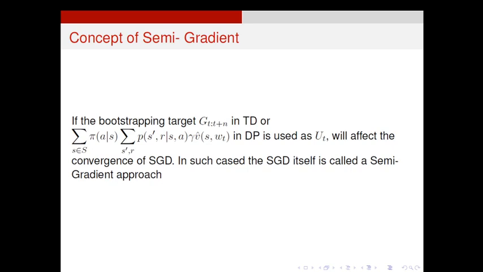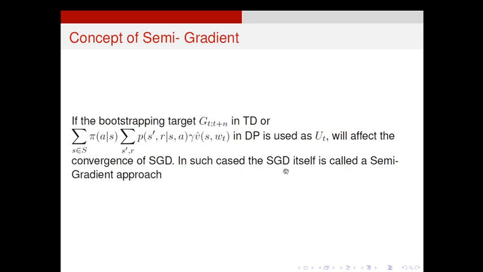Consider some different situations. For example, the bootstrapping target G_{t:t+n}, that means n-step TD, or our DP target, which is the expectation given by sigma over a of π(a|s) into sigma over s', r of p(s', r | s, a) into the discount factor gamma into v̂(s', ω_t) in DP. If you are using these bootstrapping measures for the return, then it will affect the convergence of SGD, because we cannot insist that this particular gradient will move in the minimum error direction.